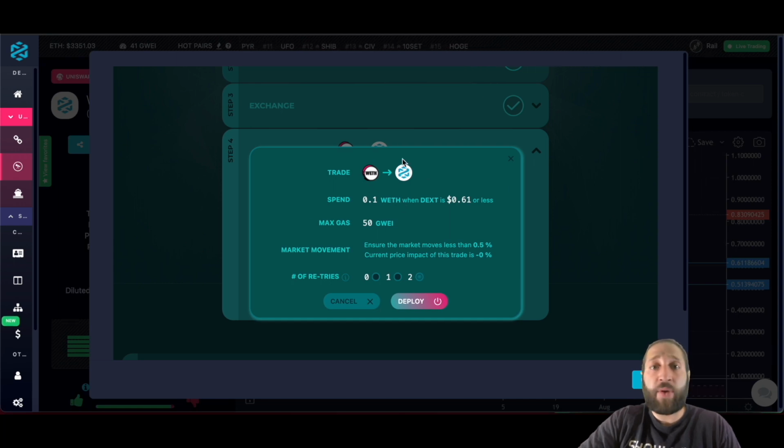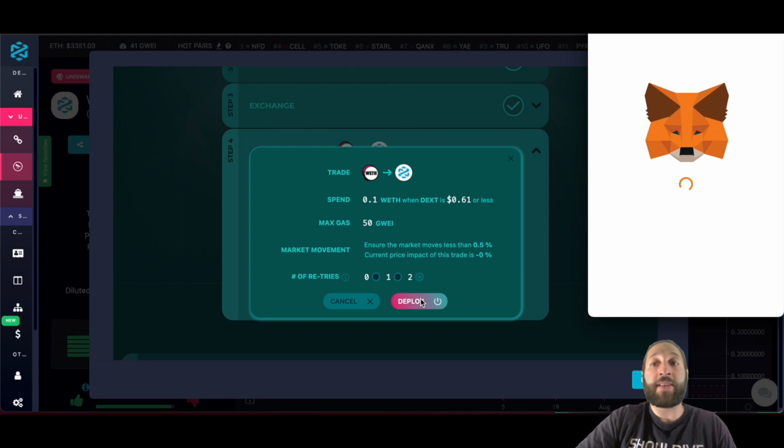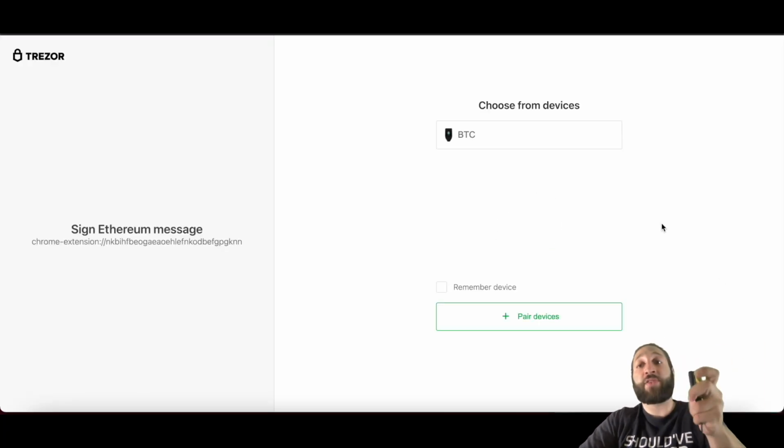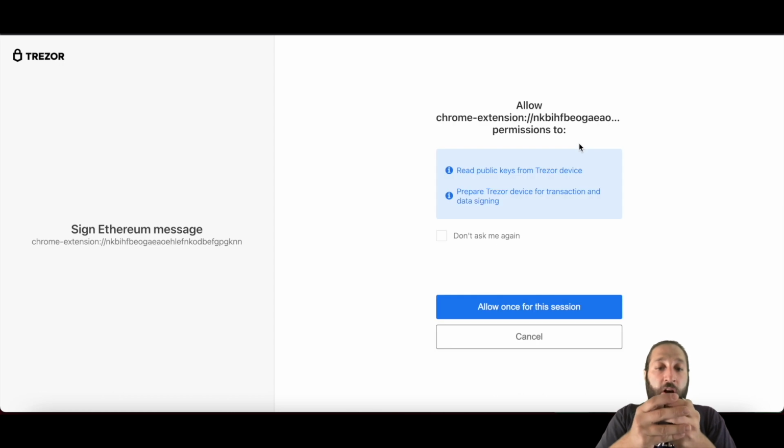And then we're going to review the transaction. So like we went over, 0.1 wrapped Ethereum into DEXT at 61 cents or less with a max gas fee of 50, and I'm fine with the market movement, with 2 retries, and we're going to deploy this smart contract. We're going to sign it using MetaMask. I have my tracer right here, which I will unlock and sign the contract.